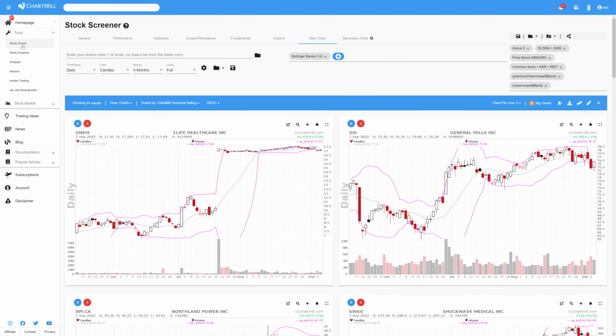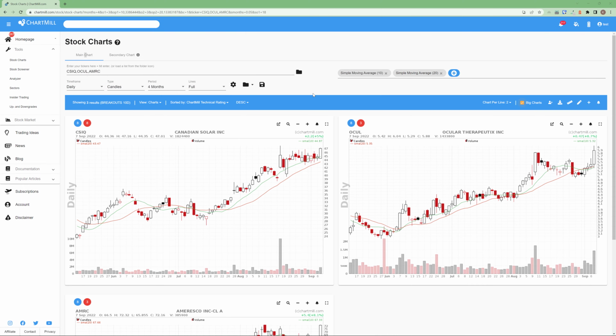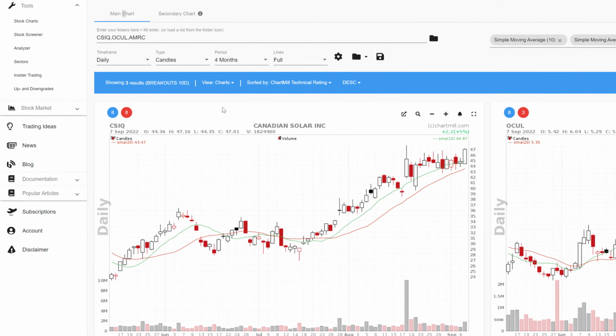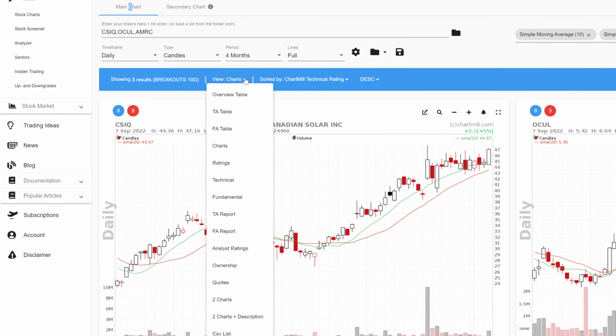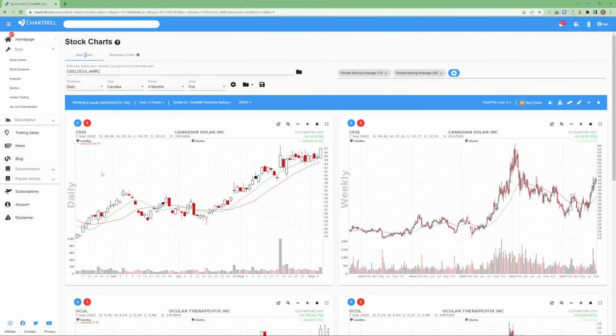And now I'm going to the stock charts, opening the Breakout 10-day watch list. So now you can examine the stocks more in detail individually. And what I like to do to start is to change the view to 2 charts. In that way I immediately have the weekly chart and the daily chart.